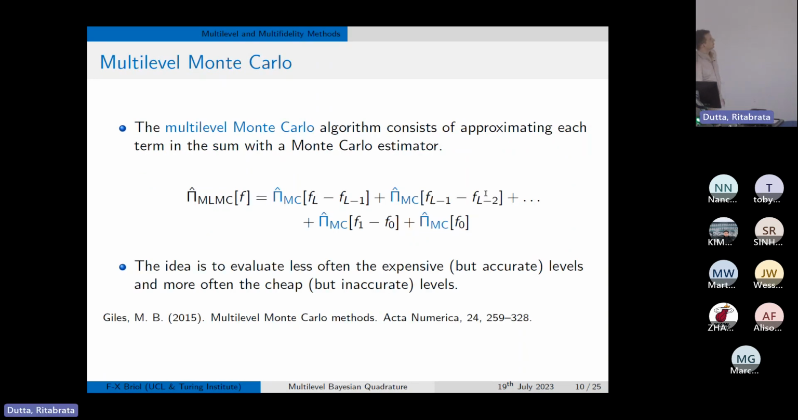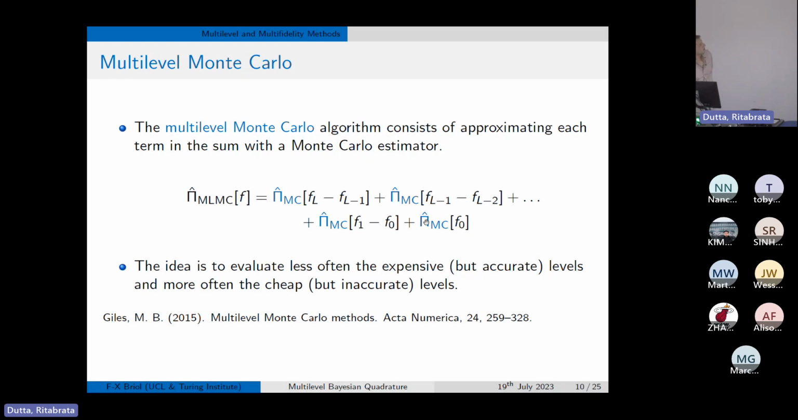Now, what multi-level Monte Carlo does, and it's an algorithm which has existed for a very long time, I think at the very least since the 2000s, there's a nice review paper in Acta Numerica in 2015, is it basically uses Monte Carlo to estimate each of these terms.